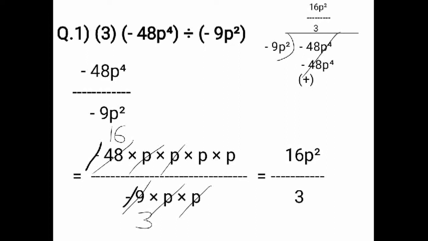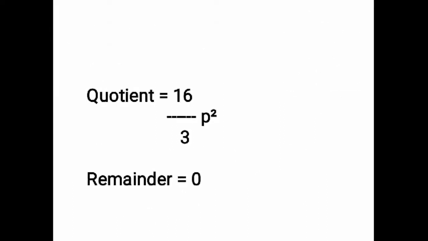And then finally you have to write remainder 0. Okay. And then quotient and remainder final answer, write it. Quotient is equal to 16 upon 3p square. Remainder is equal to 0.